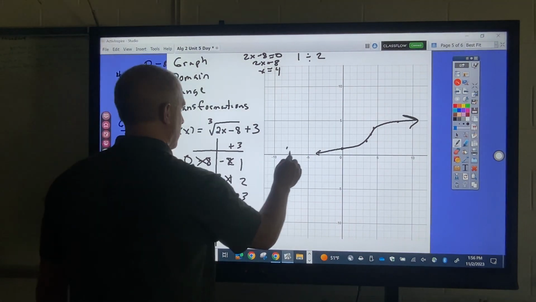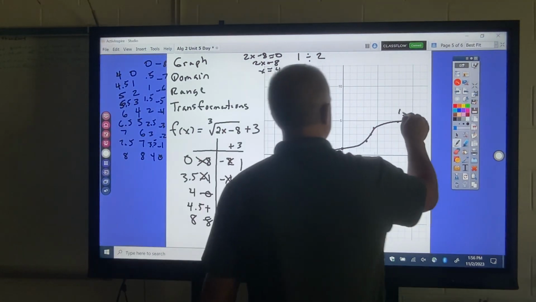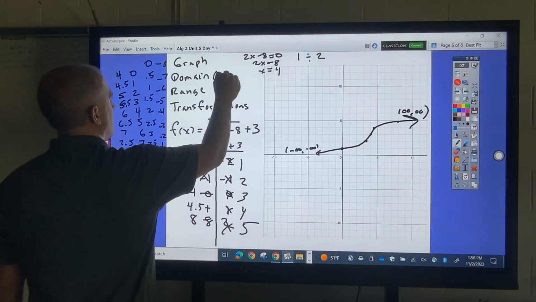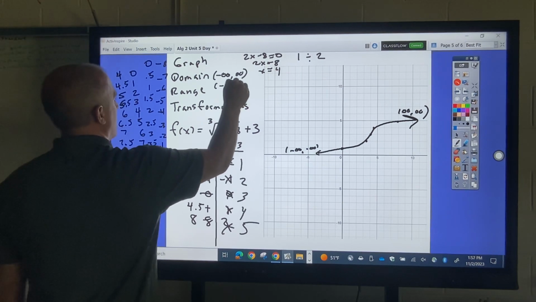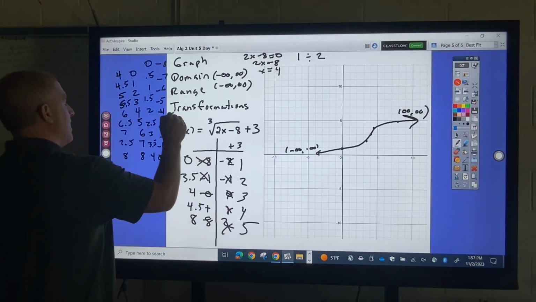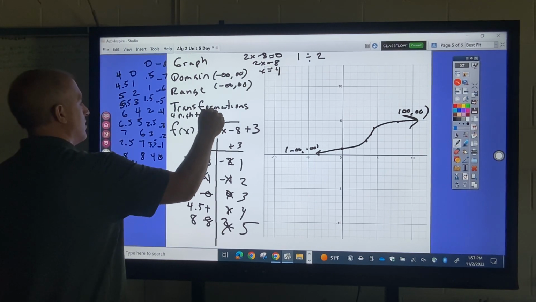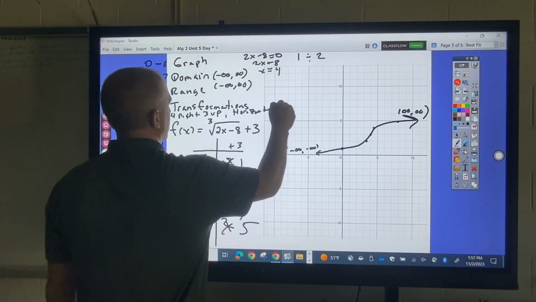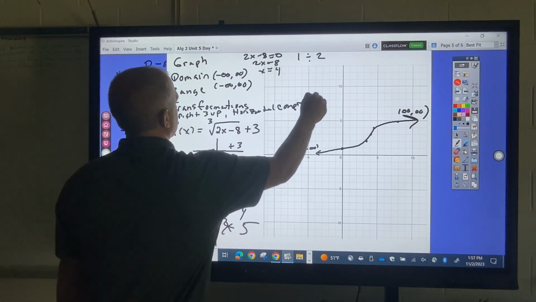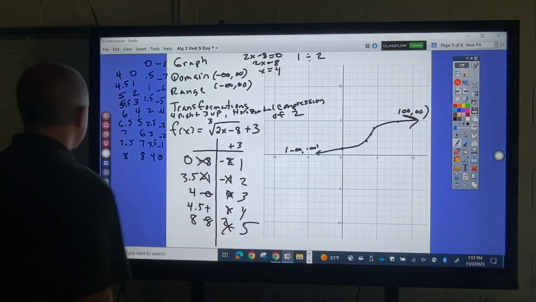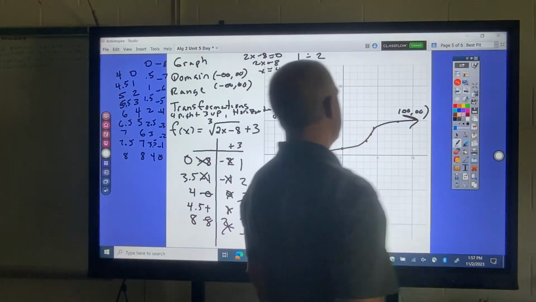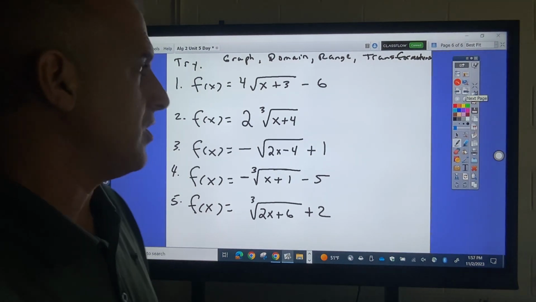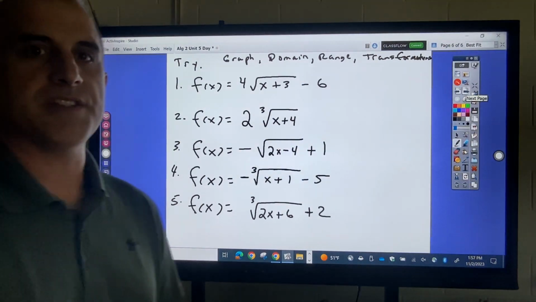Okay, label those. Negative infinity, negative infinity. Positive, positive. So our domain is negative infinity to positive infinity, and so is the range. What is happening here? We go 4 right, 3 up. We have a horizontal compression of 2. And I think what I want you guys to do is go ahead and try those graphs on your own. And that is it for the graphing part of this.